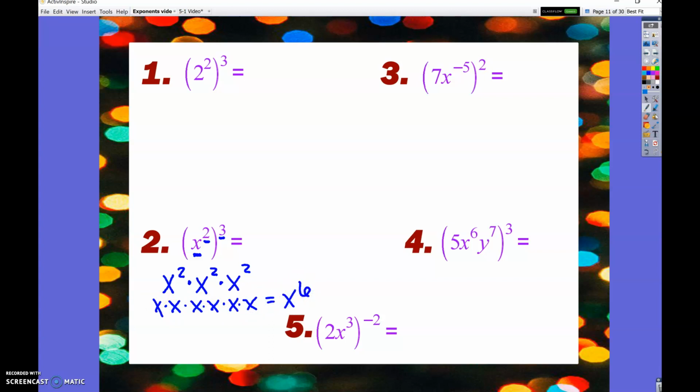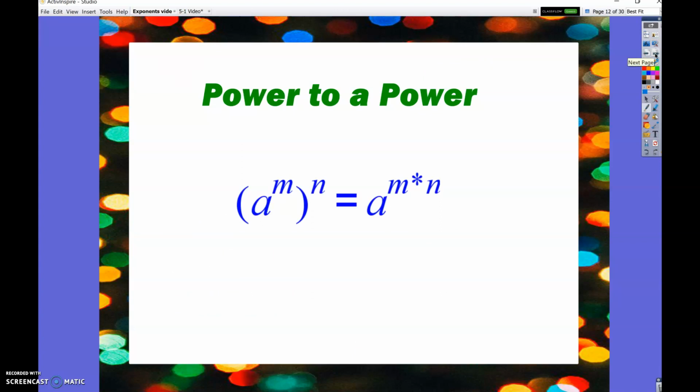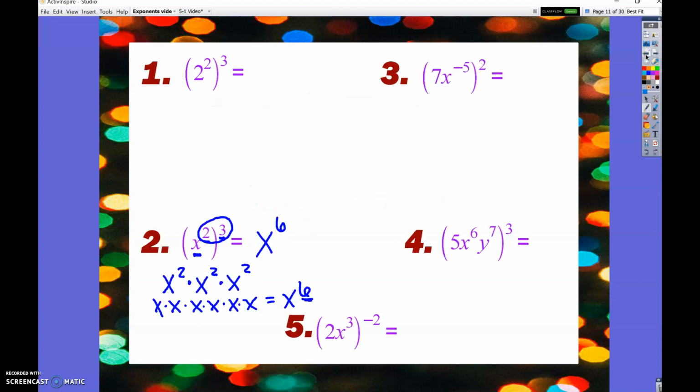Now, I don't really feel like writing that out each time. So what could I have done with 2 and 3 just to get this 6? We would have multiplied them. And that's going to be our next rule. I'll come back here in a second. But whenever you have a power to another power, so here's my base, a, and this is my power that a is being taken to. But it's all being taken to another power. We'll multiply those powers. So if I come back and try another one.